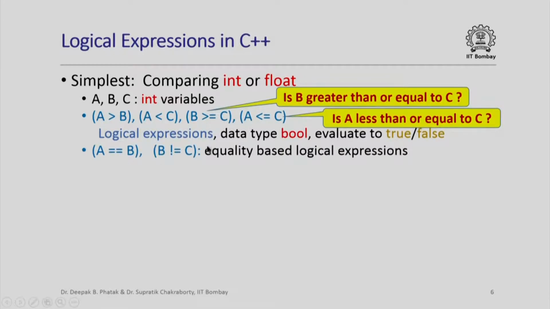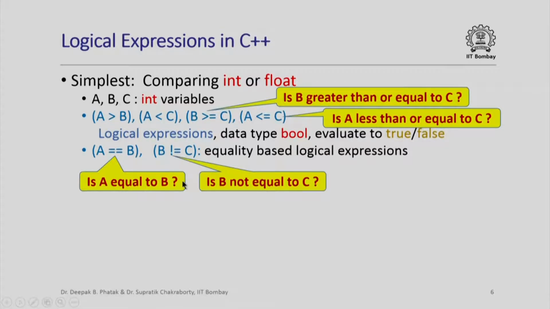We also have equality based logical comparisons. This is trying to check if a and b are equal, this is trying to check if the values of b and c are not equal. So this operator, note that there are two equal symbols here, this checks if a is equal to b, and this operator, which is the exclamation symbol followed by equality, checks whether b is not equal to c. The important thing to note here is that I have used two equality symbols when I am writing this comparison, is a equal to b.